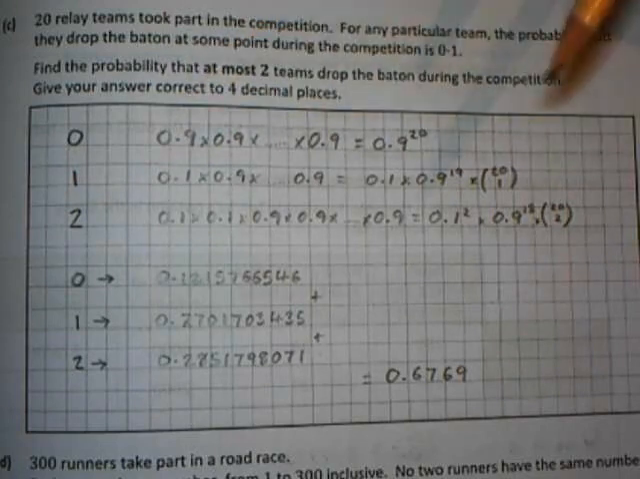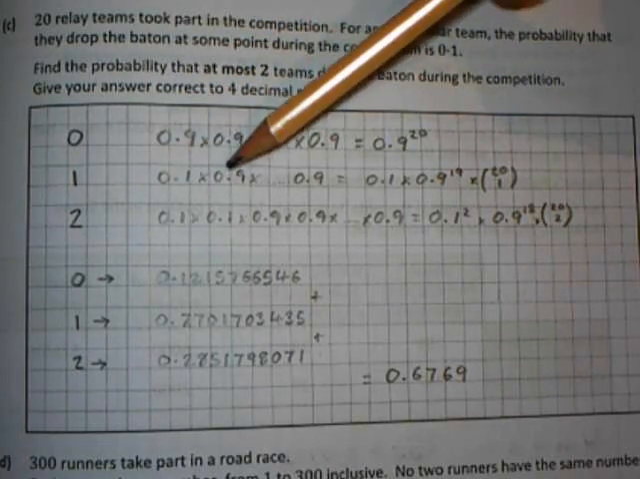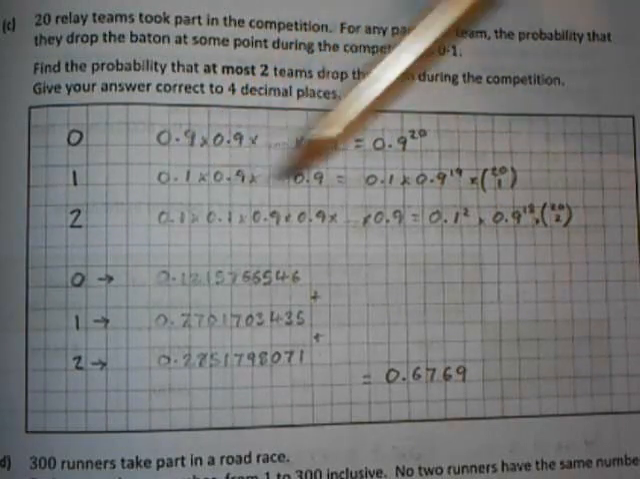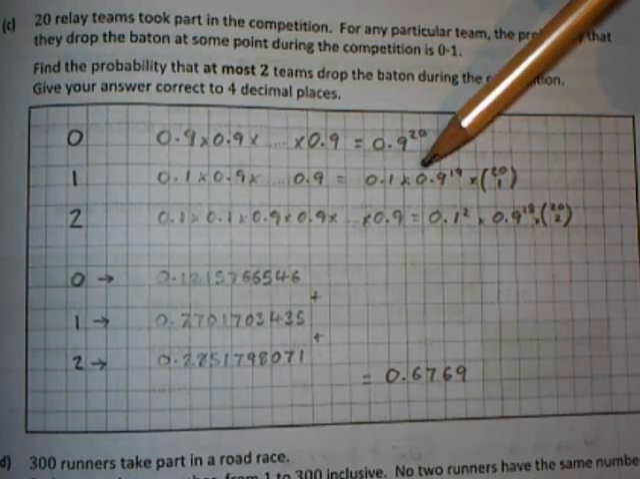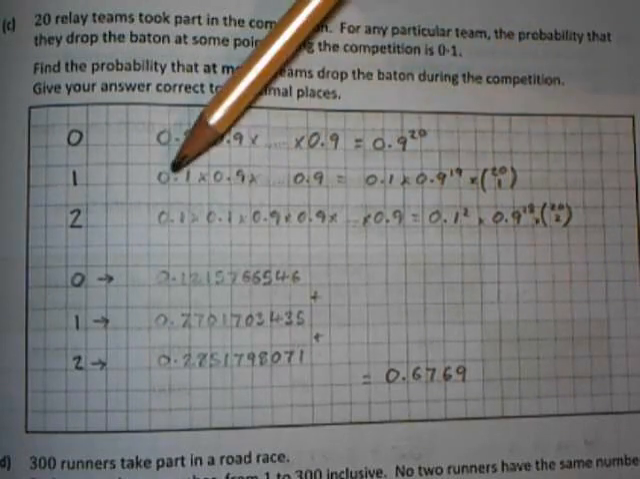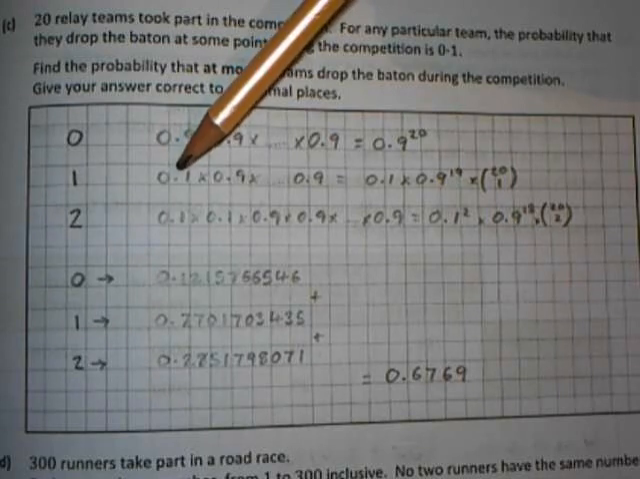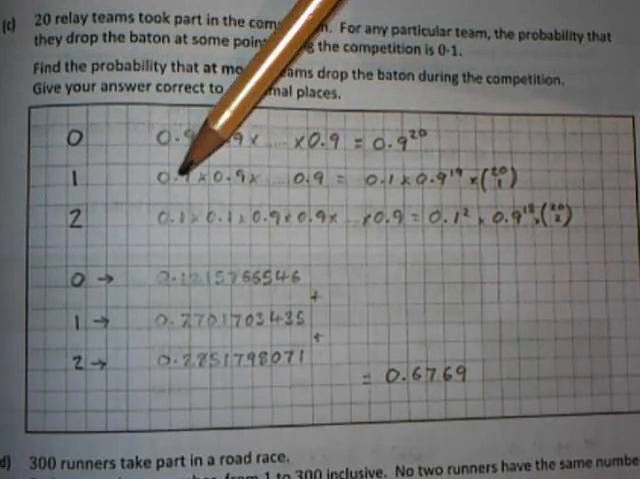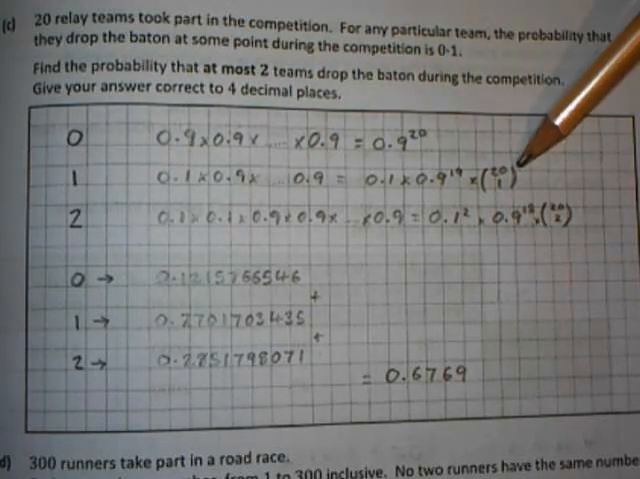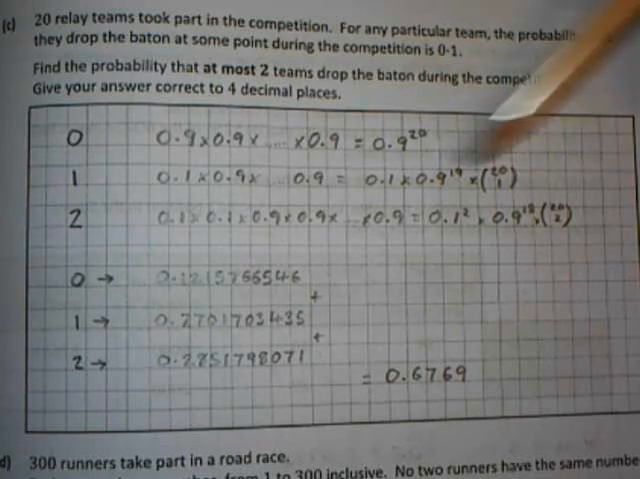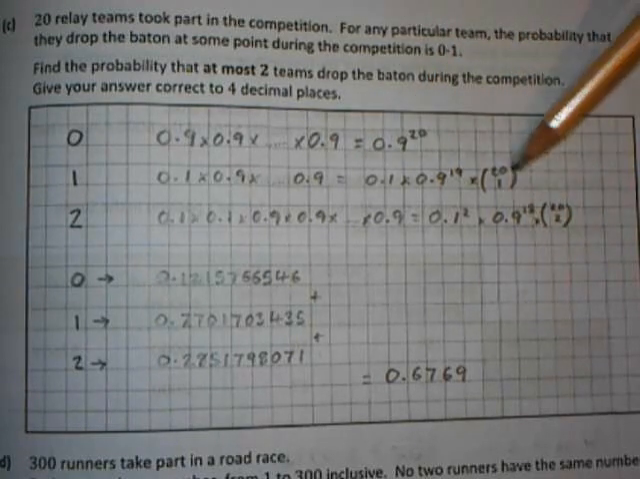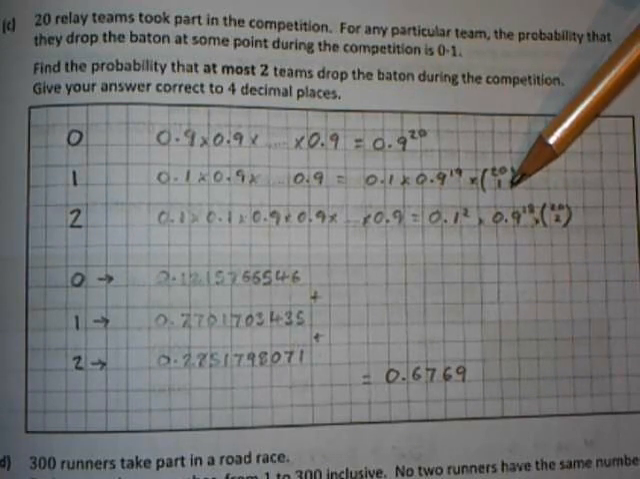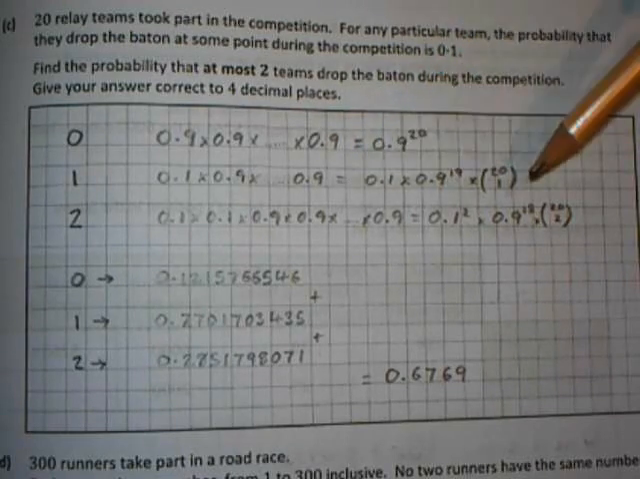If one team drops the baton, then you've got 0.1, and the rest are 0.9s, and there's 19 of them. So 0.1 once and 19 0.9s. So 0.1 times 0.9 to the power of 19. But this 0.1 needn't be at the beginning. It needn't be the first team. It could be the second team, or the third team, or the fourth team. So because the order can be different, because this 0.1 can move around, that's why we do this choosing bit. Normally it would be at the beginning, but with how I wanted to talk to you about it, I put it at the end. So it's 20 choose one. It's 20 teams and you're choosing one of them to drop the baton. You can put that at the beginning, which is more usual, or you can put it at the end.